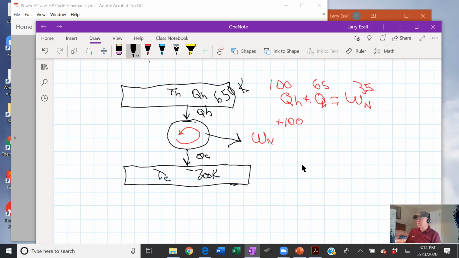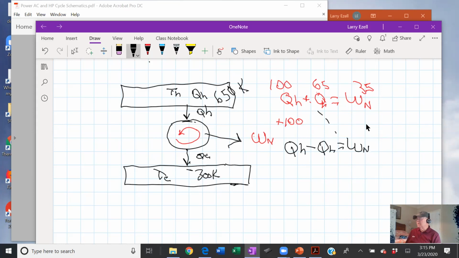So if I want to get the work of the cycle algebraically, this is the way I used to teach it. QH plus QL equal work net. And then when you put in the numbers, QH would be positive, QL would be negative. But he puts in QH minus QL, he puts a minus sign already in there, is equal to work net.